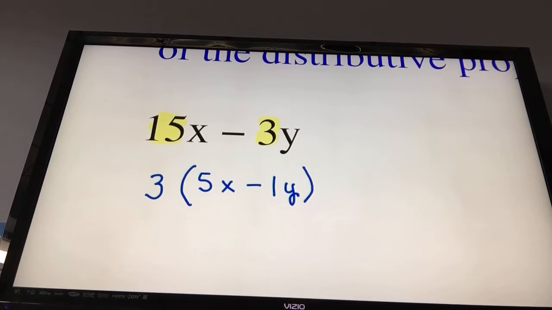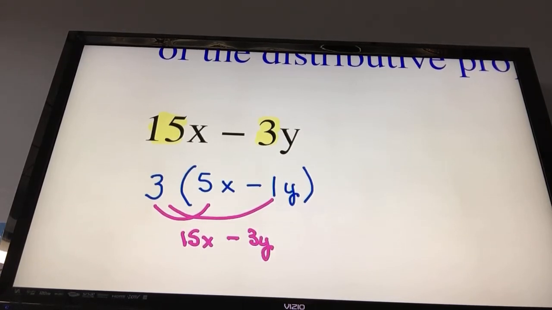If I want to mentally check it, I do what I just did on the test today. 3 times 5x is 15x. 3 times negative 1y is negative 3y. I get what I started with when I distribute. You don't have to do that unless you just want to, okay? But I want to show you that you do get back what you started with.